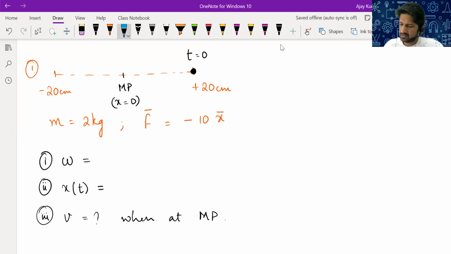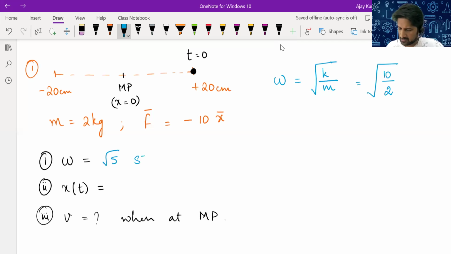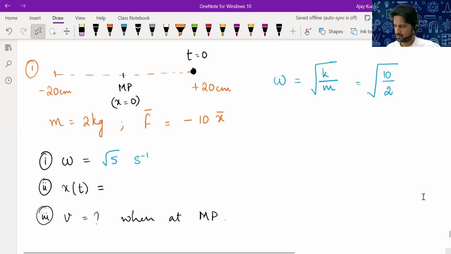See, the force is minus 10x. We know omega in simple harmonic motion, we call it angular frequency, is given by under root k by m, where k is the force constant, the proportionality constant between force and displacement, and m is the mass of the oscillating object. Substitute that here, it becomes under root the force constant 10, mass of the object 2 kg, so this becomes root 5. And the unit for omega will be second inverse. Dimensionally also you can derive.